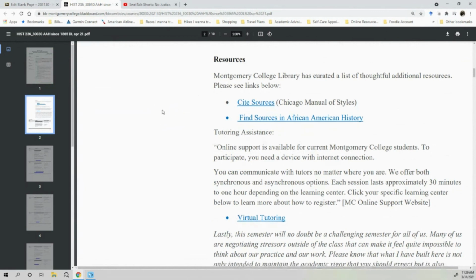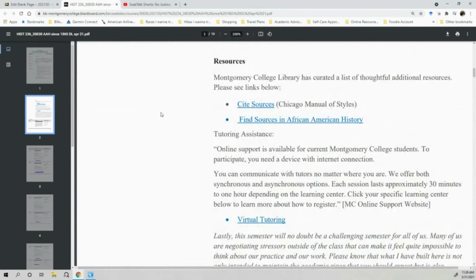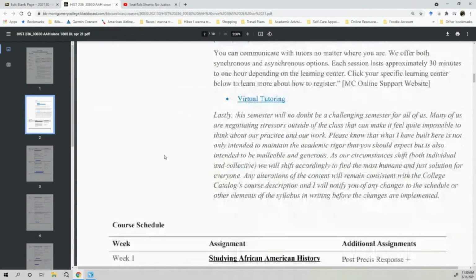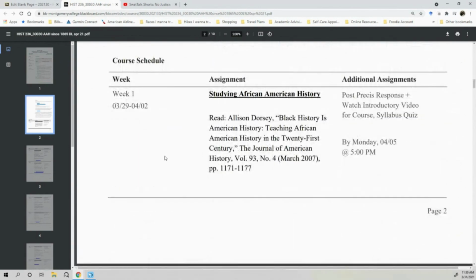Here are some additional resources on how to cite the materials for the class. If you need tutoring assistance, I provided links to virtual tutoring. And this is just a general overview of what the weeks are going to look like, week by week.